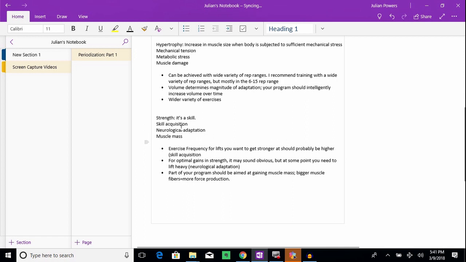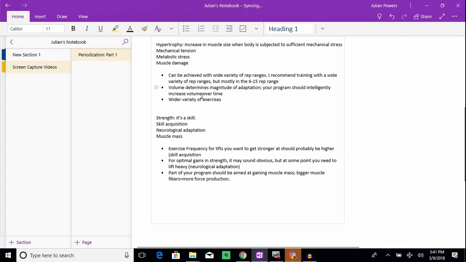And how does that apply to your periodized program? Basically, exercise frequency for the lifts that you want to get stronger at should probably be higher in your program, and that's different for hypertrophy. For example, squat, bench press, deadlift. Those are the three lifts that a powerlifter needs to improve upon and try to get strong at. They need to do those more, in my opinion, and a lot of the scientific literature shows this, you should probably do those more in your program than someone who's strictly looking for hypertrophy would.